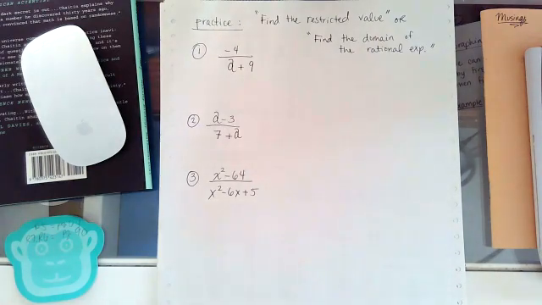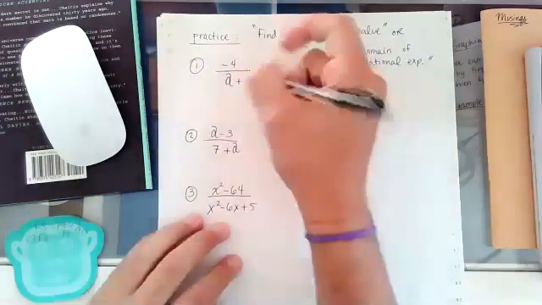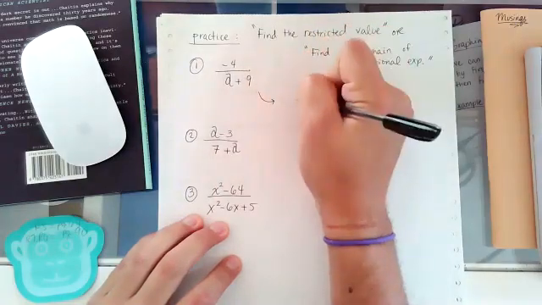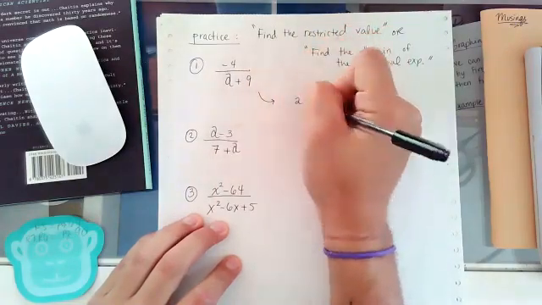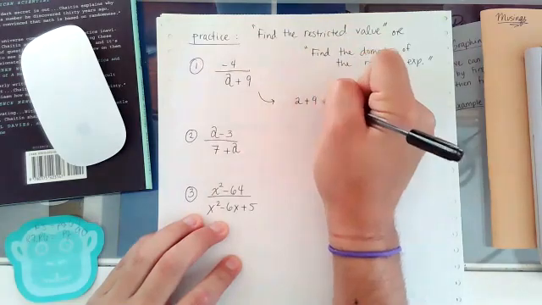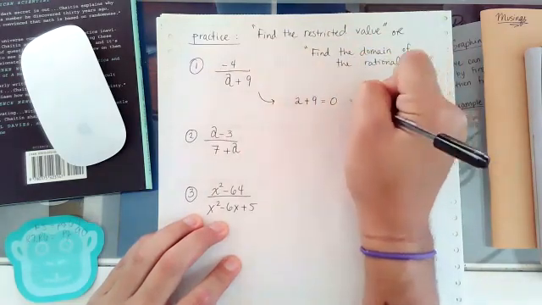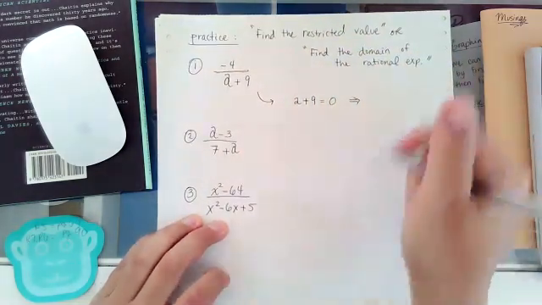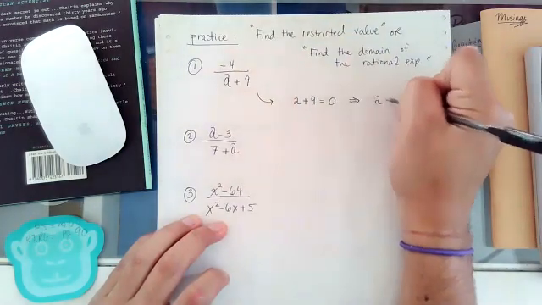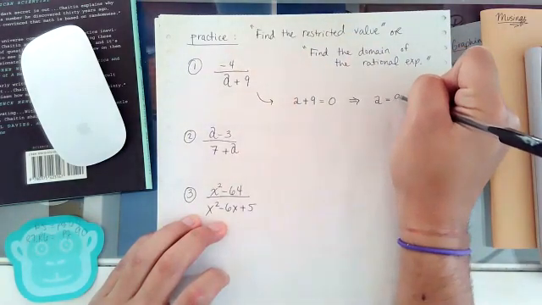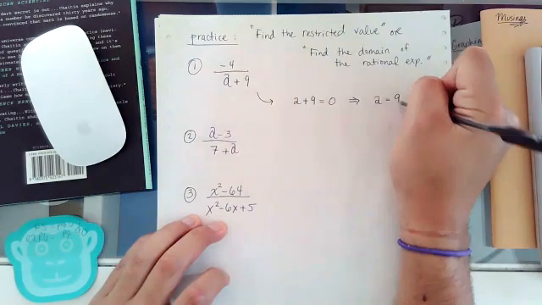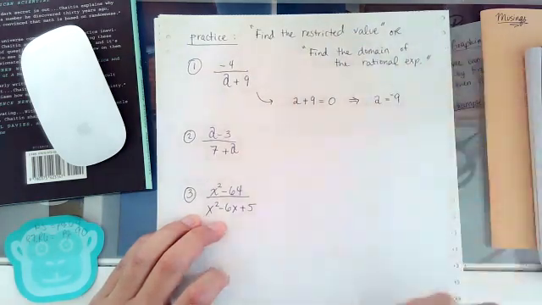Okay, so when you're solving a problem like this and they ask you to find the restricted values, it's going to be that process that we've been going through. You're going to set this denominator equal to 0. You're going to solve that, and we should, in this case, get a is equal to -9. I'm going to put a little negative right there.